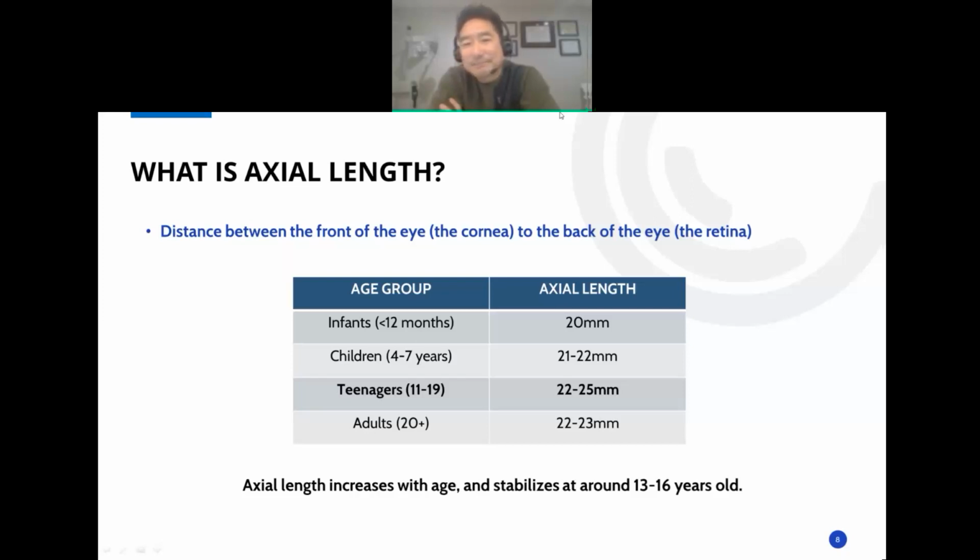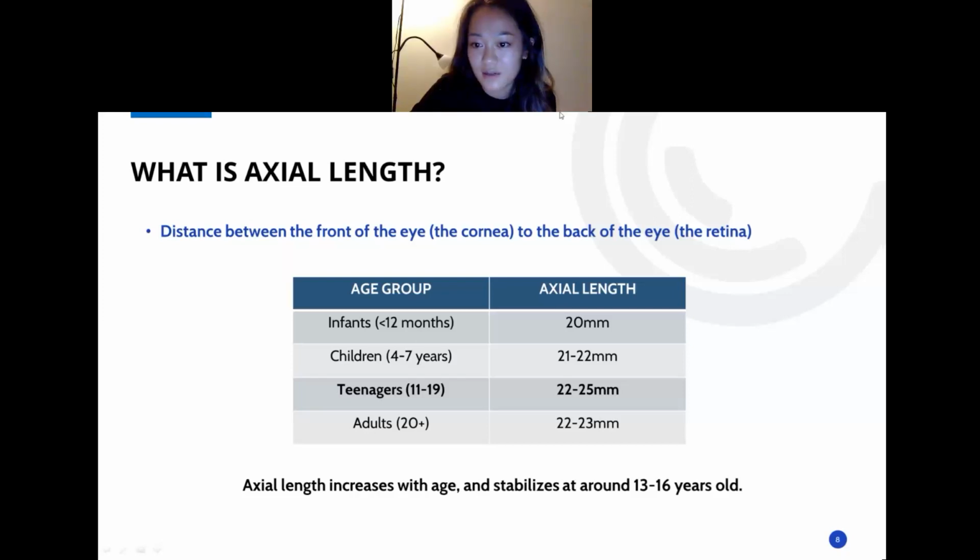Okay, cool. Next question. What is the difference in affecting myopia of under-minusing, over-minusing, and using the actual Rx?